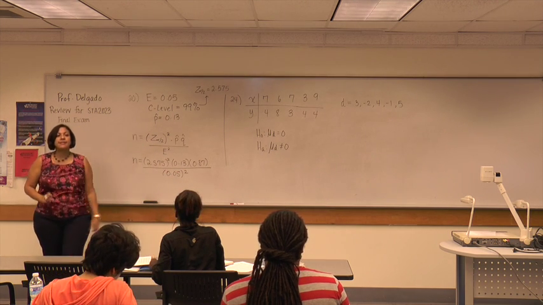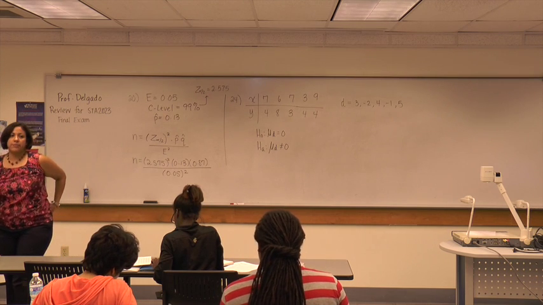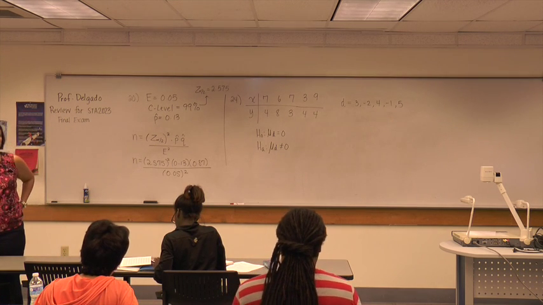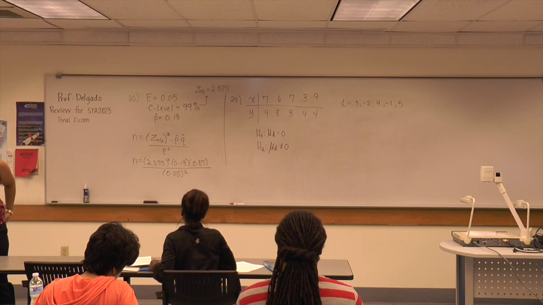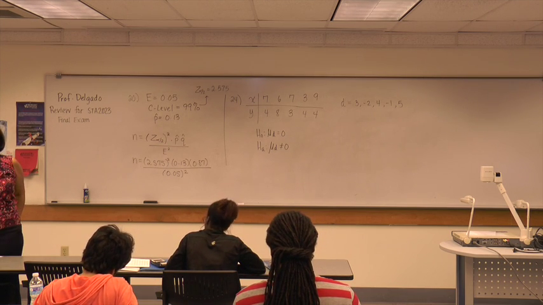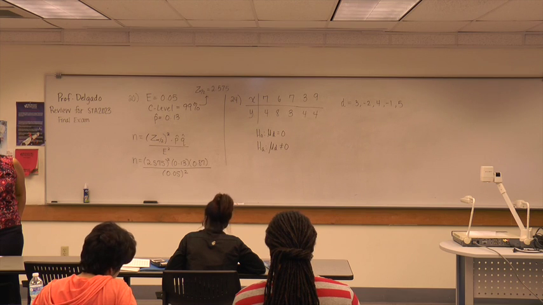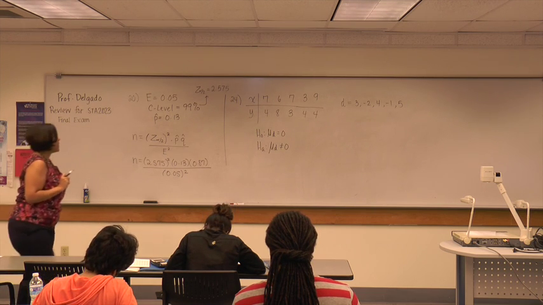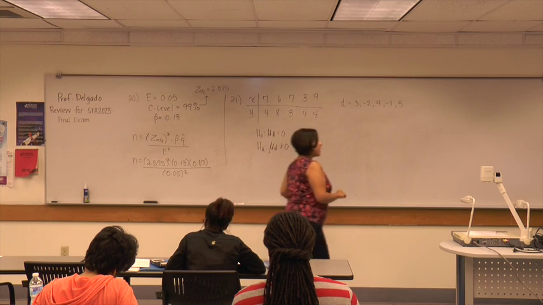And n is the sample size. It must be a whole number. So if we end up with an answer that contains a decimal, we always round up to the next whole number. Even if the digit after the decimal point is less than 5. We always round up. So let me see what I get on my calculator.